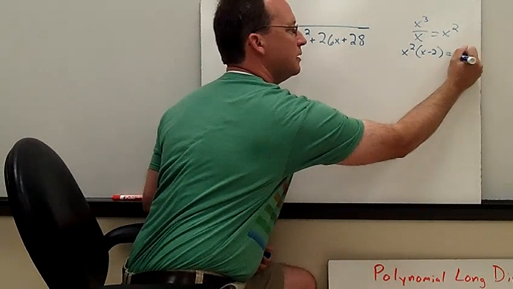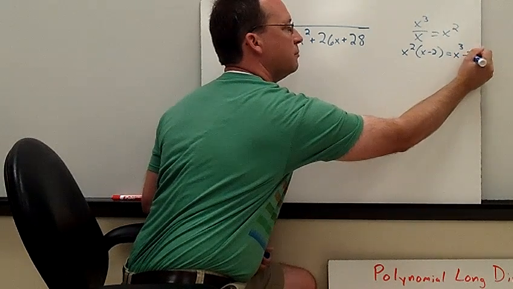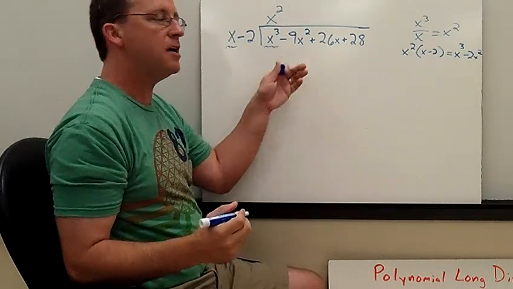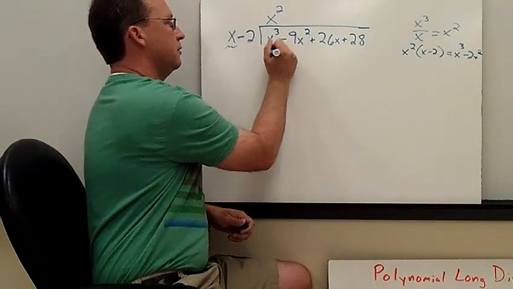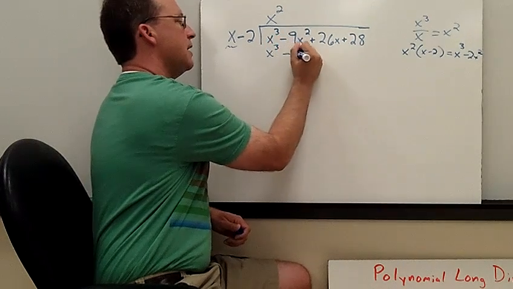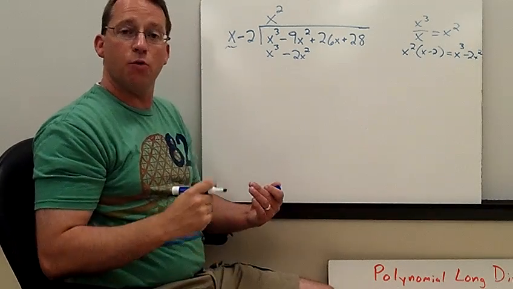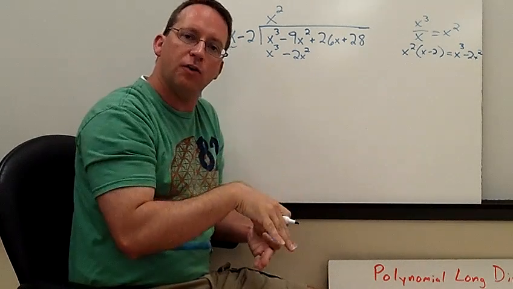Well, that would be x to the third minus 2x squared. That's what goes down here. X to the third minus 2x squared. All right. Then remember, we had 17 minus 12 to get our 5.